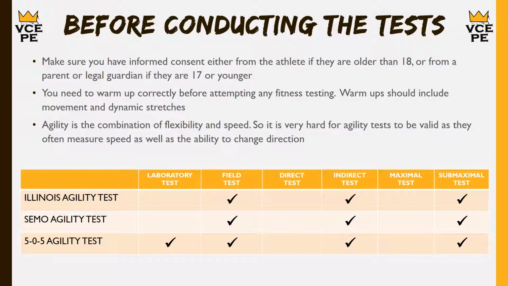The reason why I've got laboratory test ticked and field test ticked for the 505 agility test, and I guess there is an argument for the other two as well, is that you can do them in laboratory settings with very highly trained people and make sure that the errors are very, very small. But for the most part, these three tests are generally field tests, and we'll talk about how to make sure the accuracy is great later on.